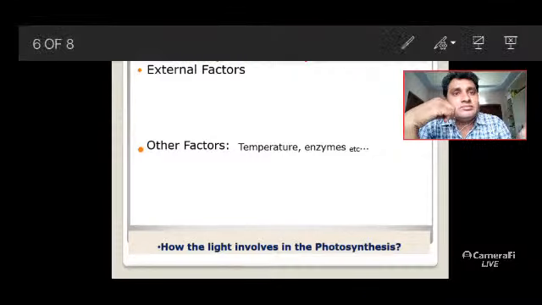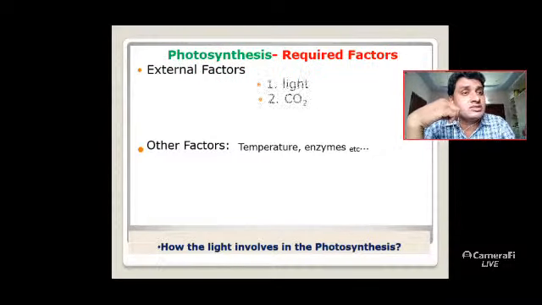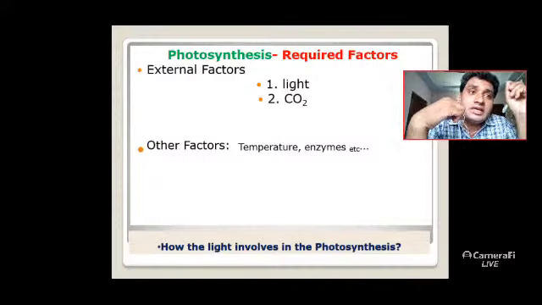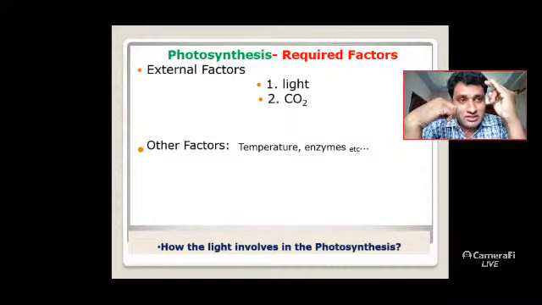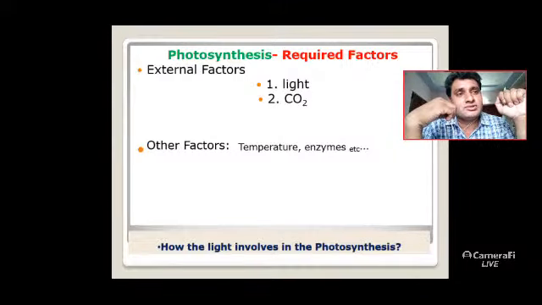So external factors are the factors which are outside the plants. The factors which help our photosynthesis and which we get from outside of the plant are called external factors. One is light and the other is carbon dioxide. In the equation in the previous slide I explained: carbon dioxide and water, in the presence of light and chlorophyll. These four are the major factors for photosynthesis.